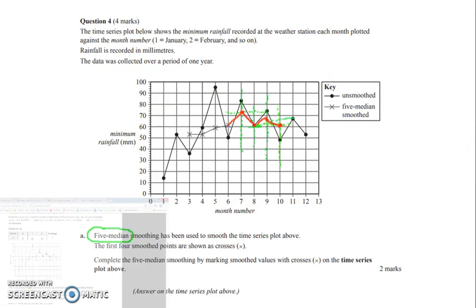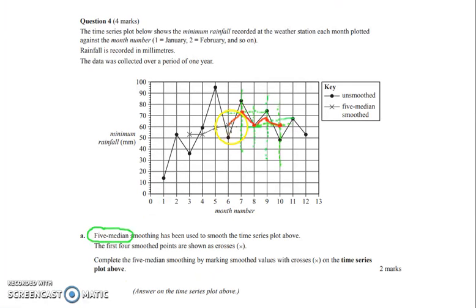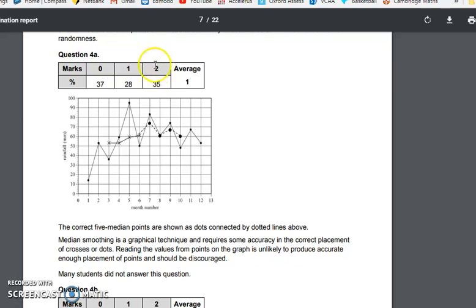If we have a look at our assessor's comments, our graph looks exactly the same. We've gone up, and then down again. If we check that against ours, up, down again. Now, in terms of how well people have done this question, only 35% of the cohort got the full 2 marks, and it's pretty evenly spaced. 37% didn't get a single mark, 28% got 1 mark, and then 35% got 2 marks. Many students did not answer this question very well, and it's a very simple question.